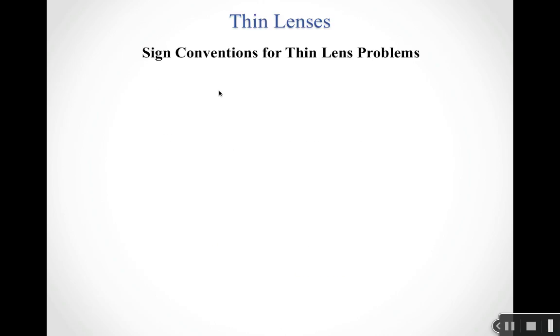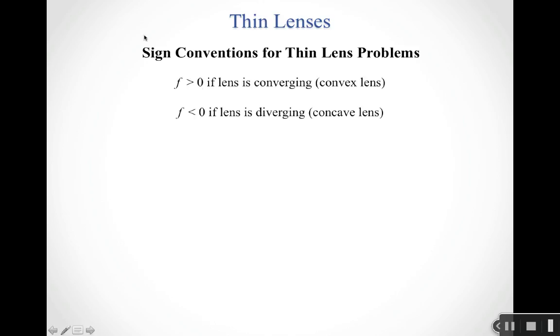So just to put all these sign conventions into a single slide to organize them: your focal length is positive if you have a converging lens or a convex lens. Your focal length is negative if you have a diverging lens or a concave lens. So for starters, the sign that goes with our focal length is entirely determined by what kind of lens we have.